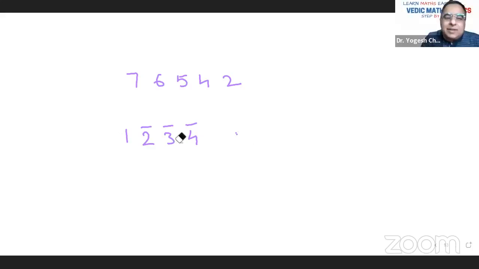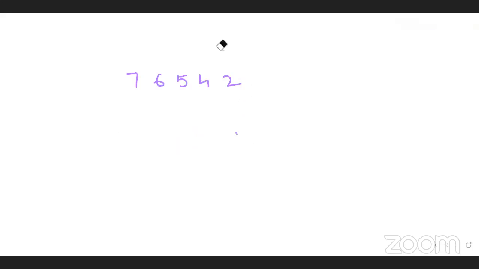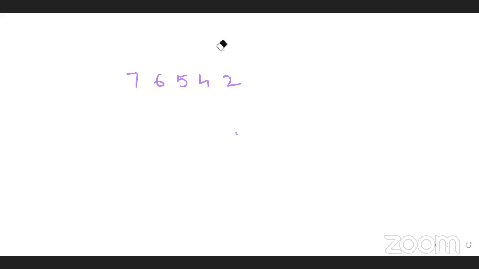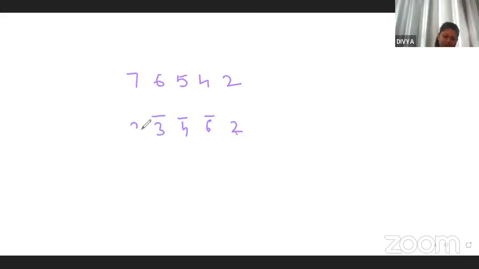Ma'am, you give the answer, I can't understand like this, sir. 2 minutes, sir, 2 minutes. Yes, Divya? So this one, the unit place is 1, 2 bar, 3 bar, 4 bar, 6 bar, and 2. 2 as it is, 4 bar, 3 bar, 2 bar, and 1.